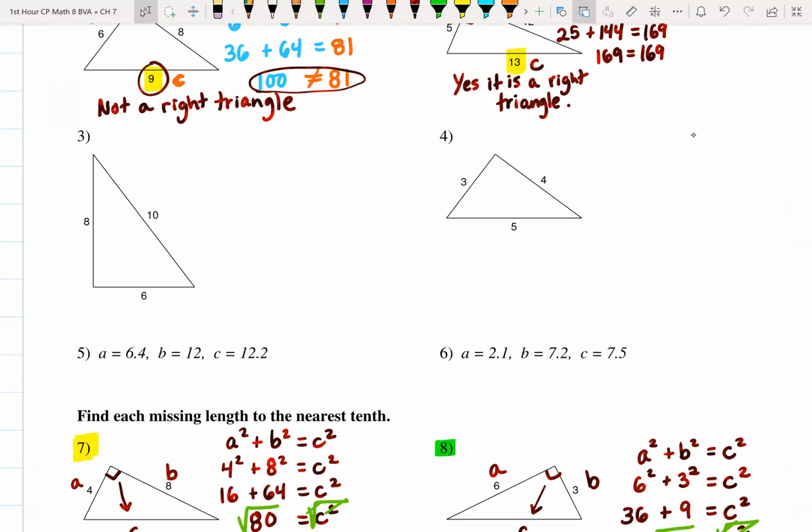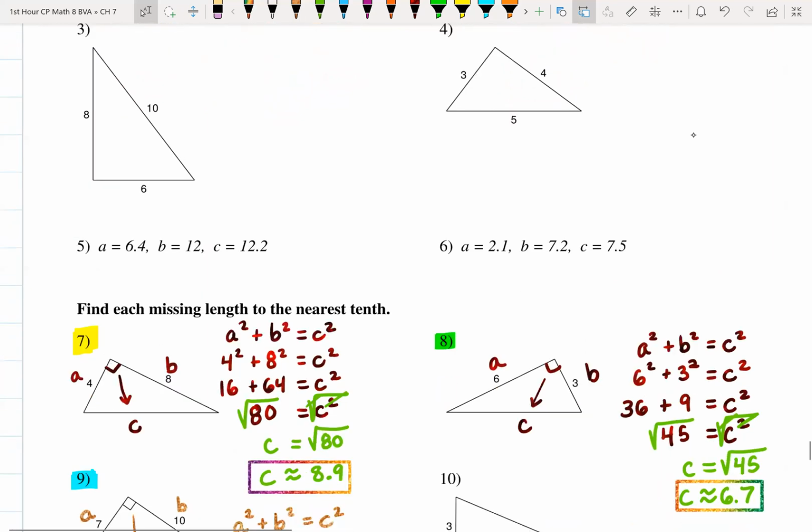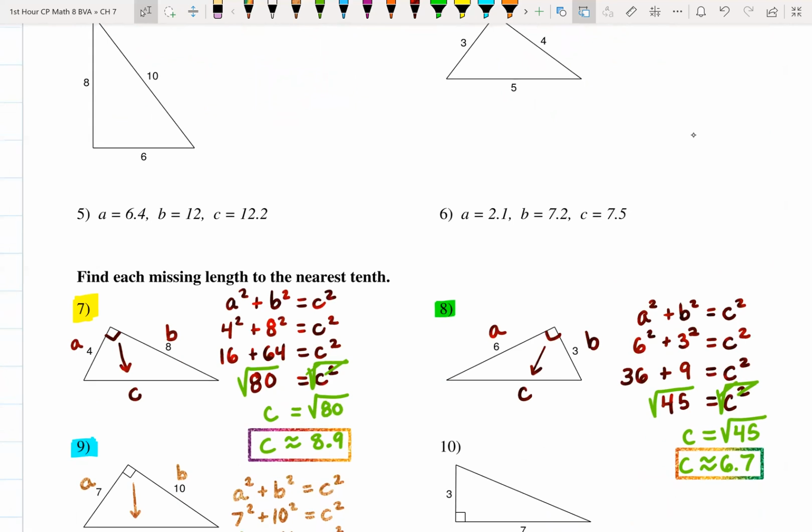Again, if you don't have enough space, you're welcome to use your graphing notebook. You don't need to recopy down pictures in your graphing notebook, but you do need to label A, B, and C.